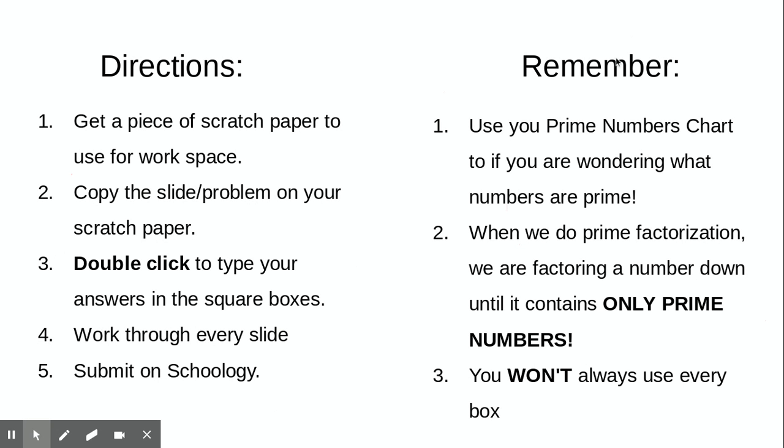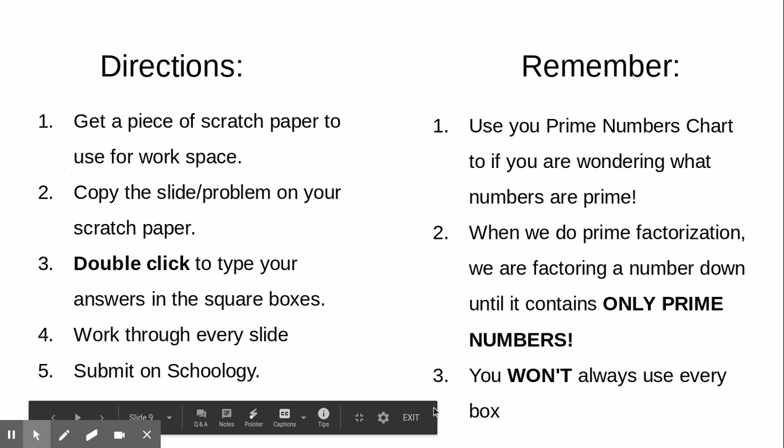And a couple things to remember. Remember to use your prime numbers chart if you are wondering what numbers are prime, and to also use your multiplication chart to help you find the two factors of a number. And also, when we do prime factorization, we're factoring a number down until it only contains prime numbers. And lastly, remember you won't always be using every box on the assignment.